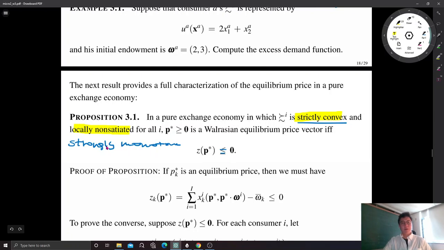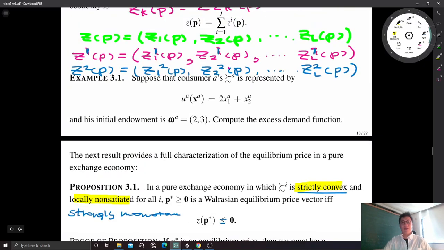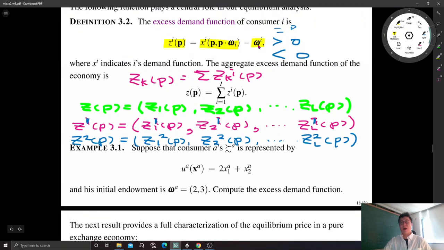That is quite intuitive, because in the case of a strongly monotone preference relation, every good is desirable, so there will be no excess supply. If some good is left for free, some consumers will consume it. So there is no chance that the initial endowment is not totally exhausted, that some part of the initial endowment is left for free. That kind of situation cannot occur in equilibrium if every good is desirable.